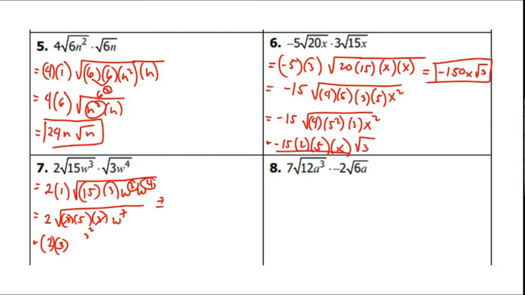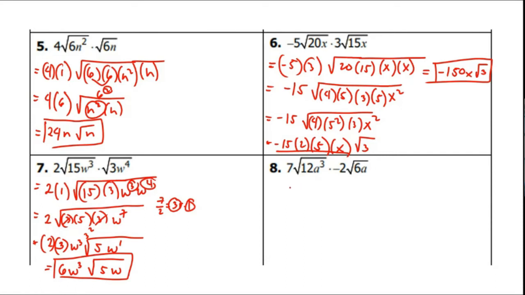And 7 divided by 2 is equal to 3, remainder 1. So w will have an exponent 3 outside the radical, raised to 3, and the square root of 5. W will have an exponent 1 inside the radical because that is the remainder when we divide 7 by 2. So the simplest form will be 6w cubed square root of 5w. This will be our final answer.